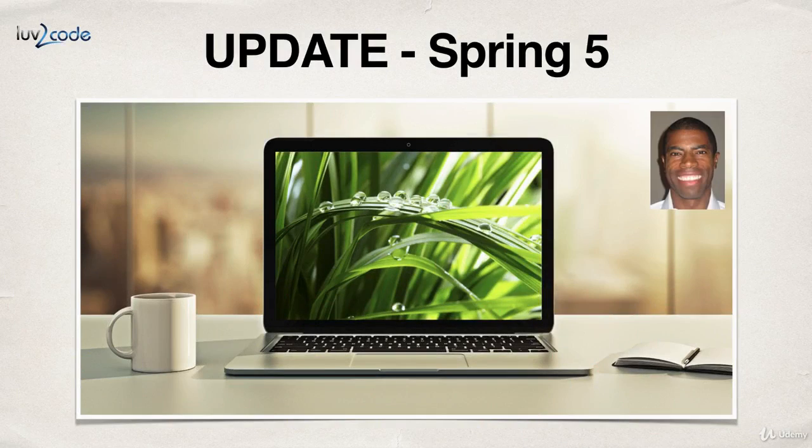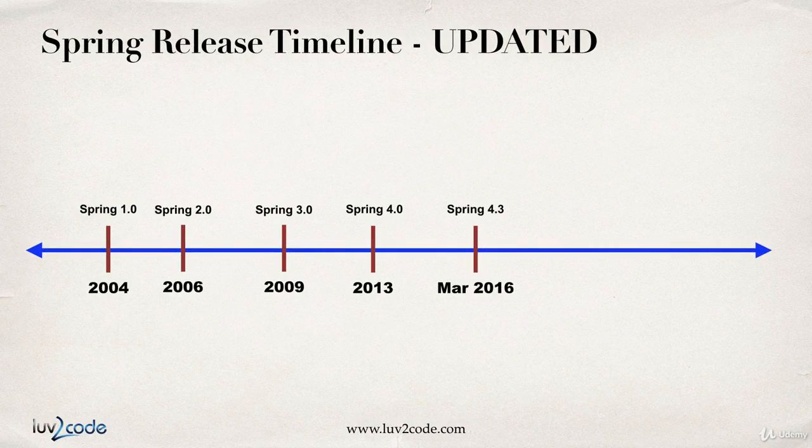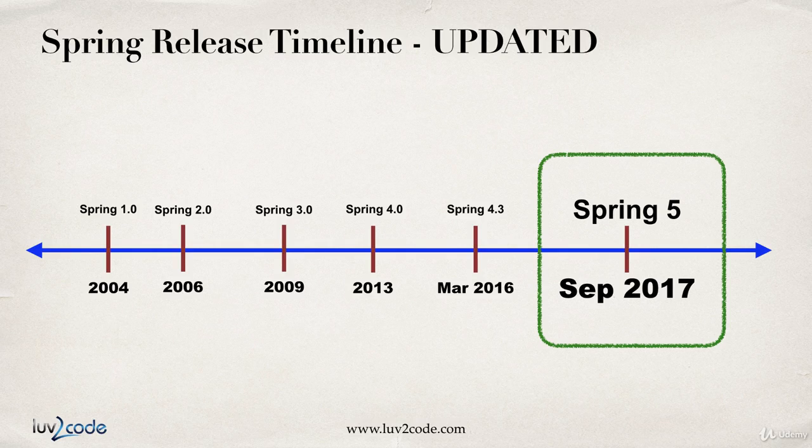In this video, we're going to get an update on Spring 5. So in the previous video, I actually gave you the Spring release timeline, but I need to make a quick update here because recently they made some new releases to Spring. So in September 2017, they released Spring 5. Wow, pretty exciting. A new major version of Spring was released.